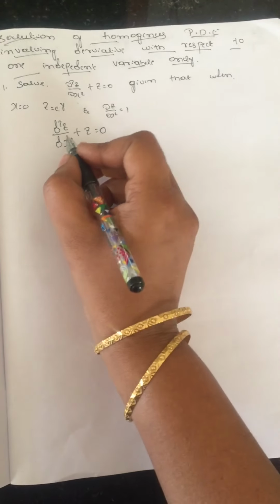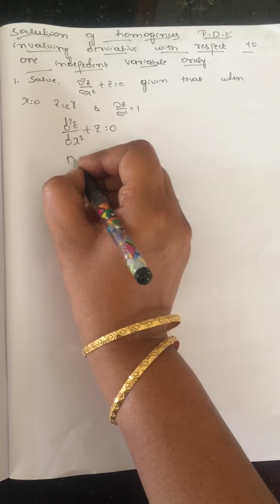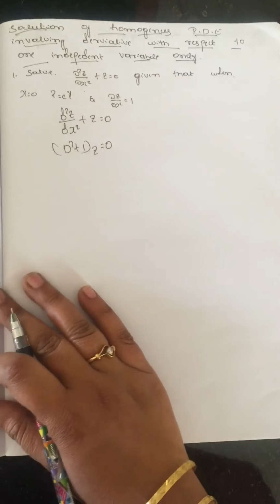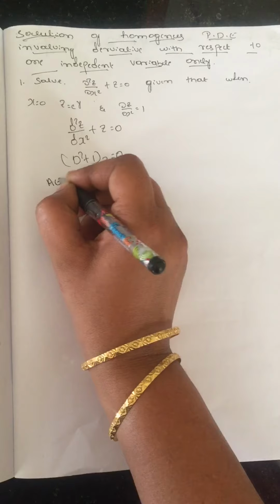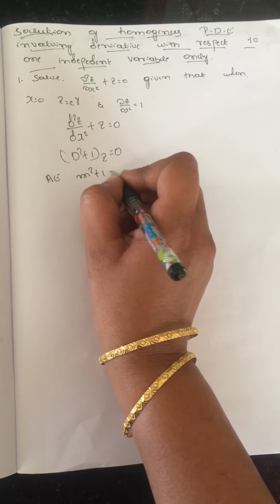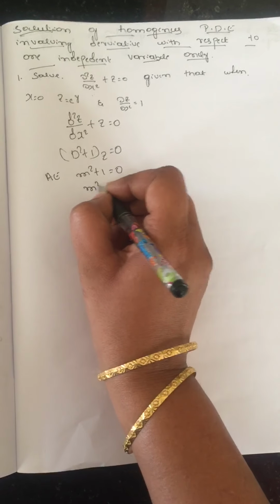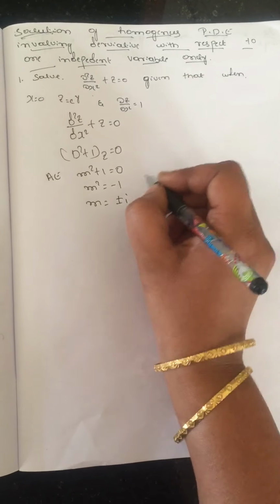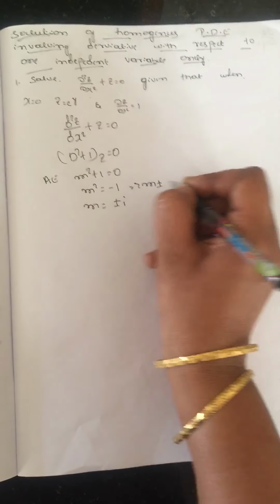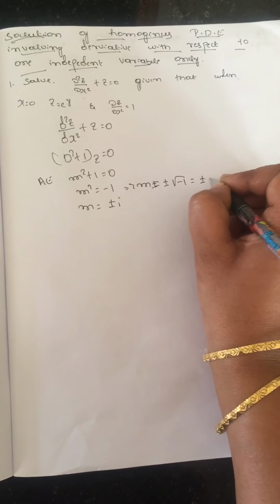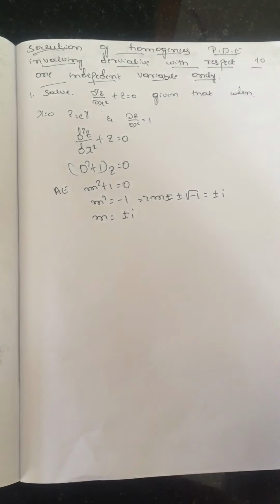The same method applies here. This equation can be written as D square plus 1 of z equal to 0. First write the auxiliary equation. Taking D equal to m, that is m square plus 1 equal to 0, then m square is equal to minus 1, so m is equal to plus or minus root of minus 1, which becomes plus or minus i. So the roots are complex.